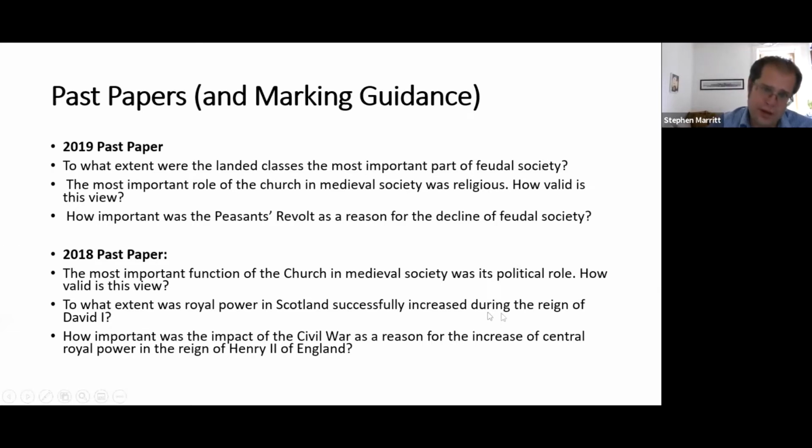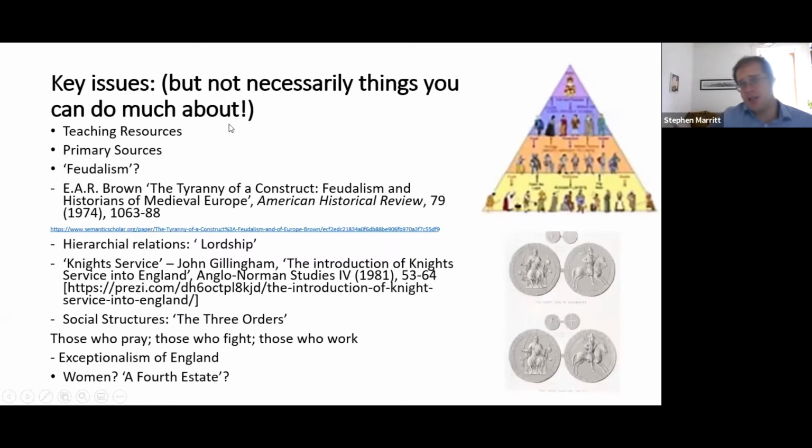And what I thought I'd start with were some key issues. They're not necessarily things you can do anything about. As the dad of a child who's done Higher and Nat 5 in the past couple of years, looking up teaching resources online, and my wife was once a primary school teacher as well, I know how hard it is to find teaching resources, and when you look up teaching resources for this topic, it's really difficult to find stuff.